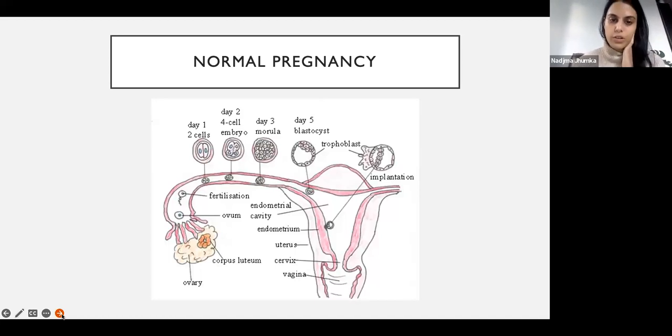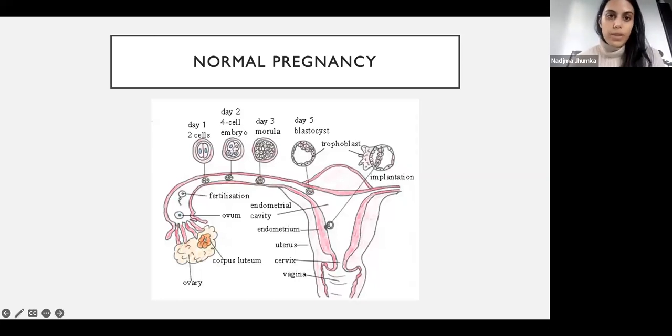If you all remember your physiology, for a pregnancy to happen, you need to have an egg that is released from the ovary. The egg is released from the ovary here. It goes into the fallopian tube, and then as it's traveling in the fallopian tube, a sperm will come and fertilize the egg to produce an embryo. The embryo will keep traveling until it implants itself in the lining of the uterus.